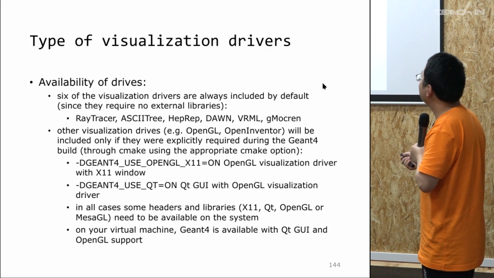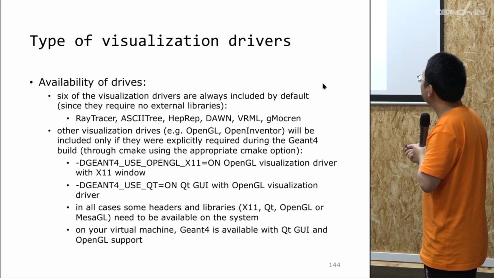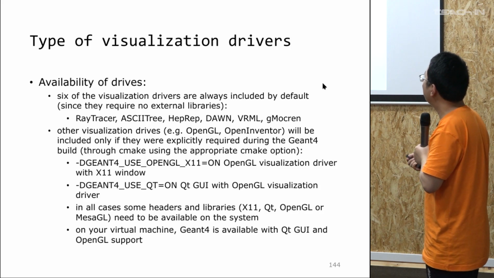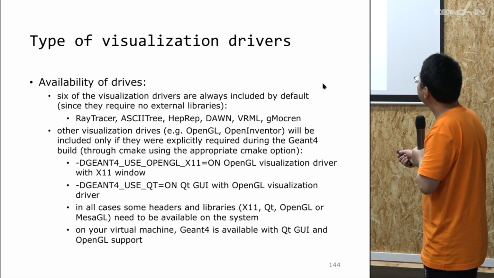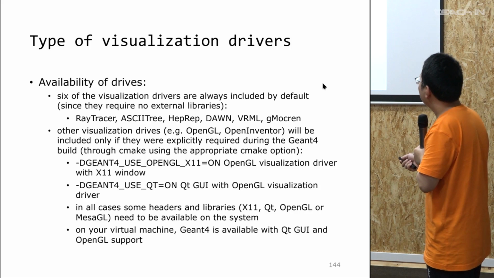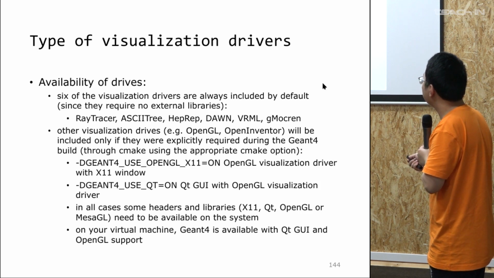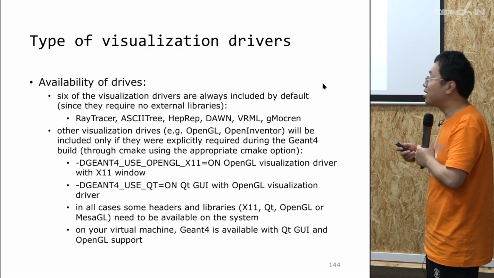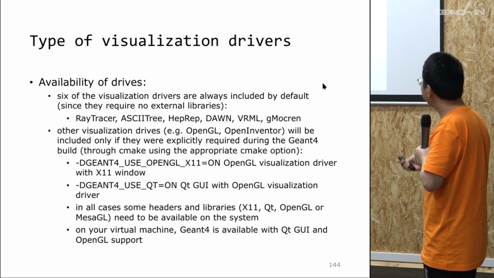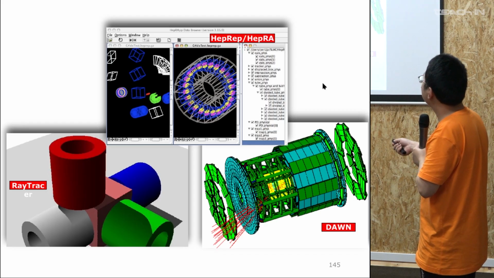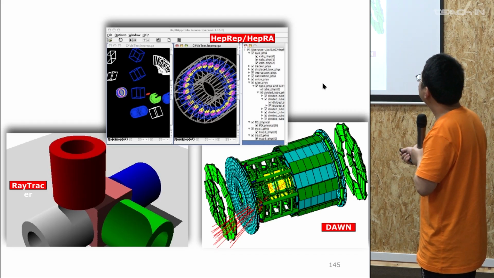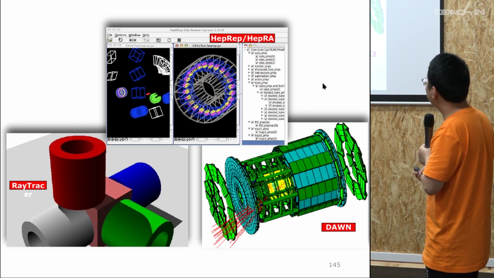So one thing is that if you want to build your own Geant4, make sure that you have enabled these options when you are building Geant4. For example, using the OpenGL and also using the Qt. That will make your UI more user-friendly. So these are some examples of using different tools to render the detector.